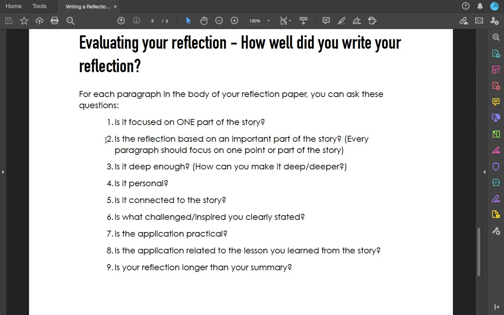Next, is the reflection based on an important part of the story? Yes. So every paragraph should focus on one point or one part of the story, yes, but also an important one, a major one. Okay? If I see that you're reflecting on a minor part of the story, I would call your attention, because I really want you to focus on the major part of the story. So the ones that are important in the development of the story as a whole.